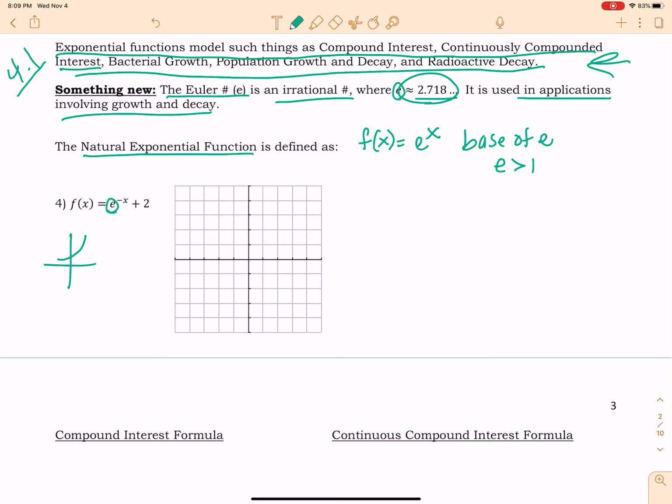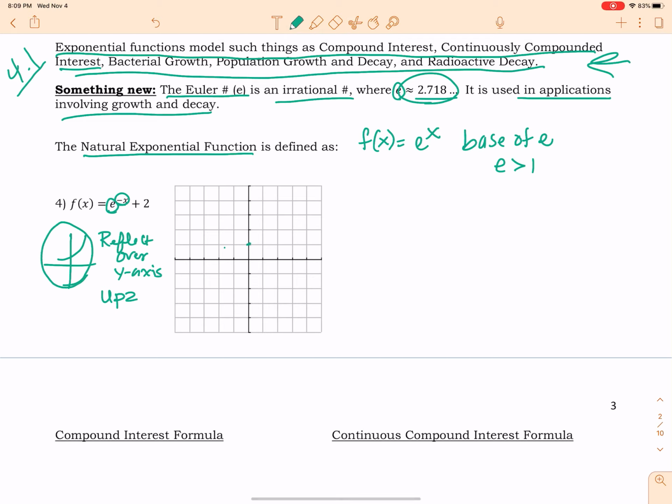All right, there's some other stuff going on here, though. If you'll notice, there's a negative x. The negative's not in front of the e, it is in front of the x. That means we reflect over the y-axis. If it's in front of e, it's over the x-axis. And the positive 2 means that we are moving up 2. So we're taking this parent function and shifting it around.